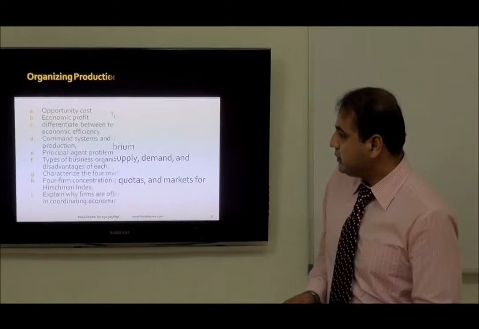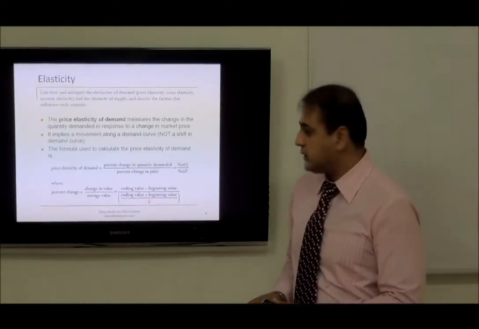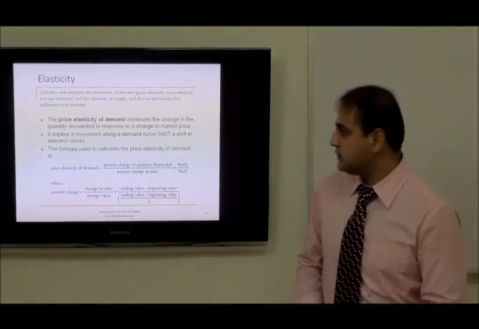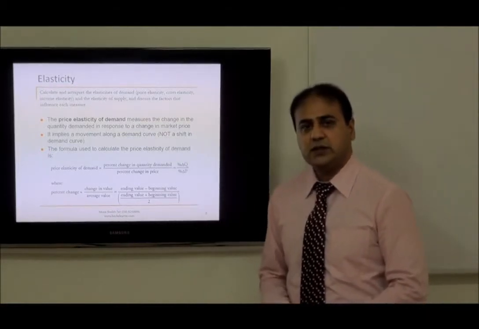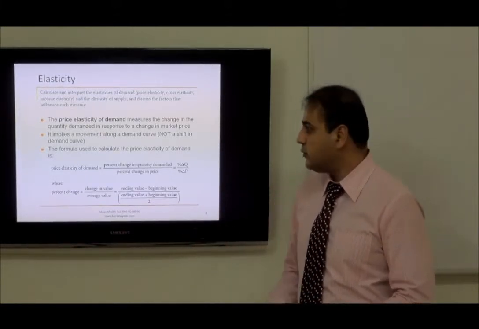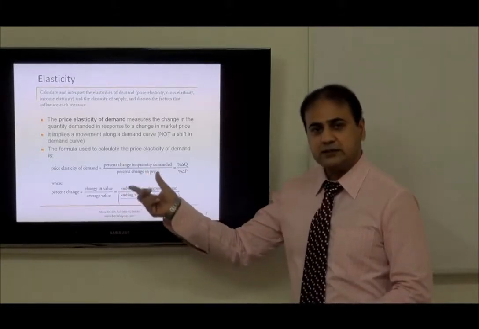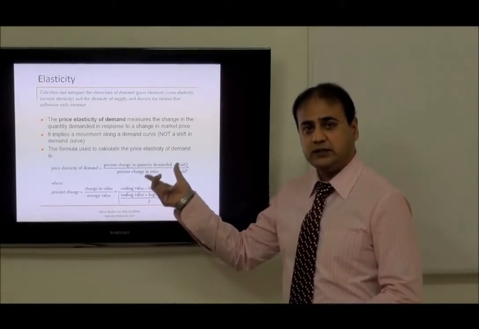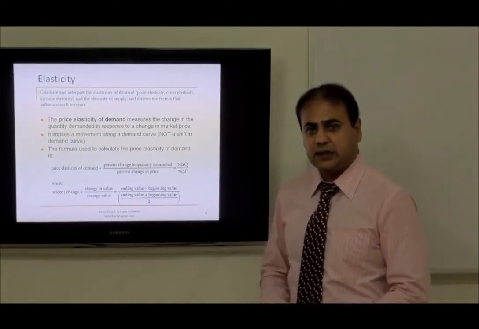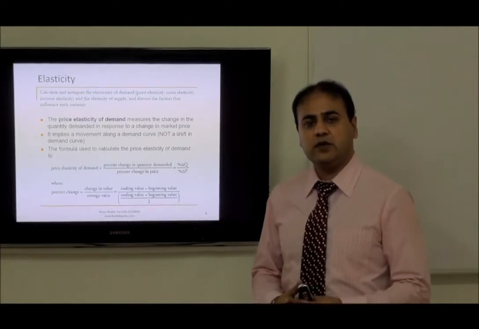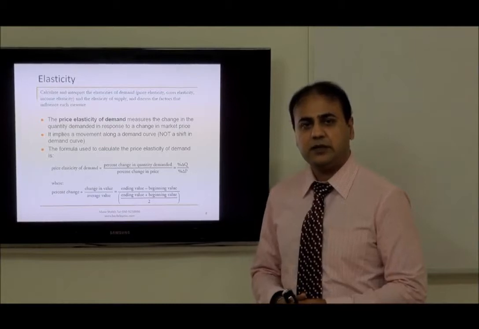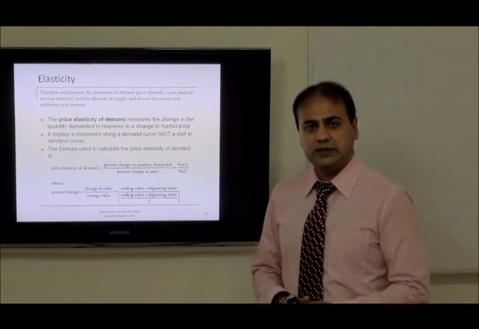Now we will have a clear understanding of elasticity, starting with price elasticity of demand, which measures the change in the quantity demanded in response to the change in the price. The formula for this is: price elasticity of demand is equal to the percentage change in quantity demanded divided by the percentage change in the price. Now, dealing with the CFA Level 1 multiple choice questions, this is a very important area which the examiner generally asks in the exams.